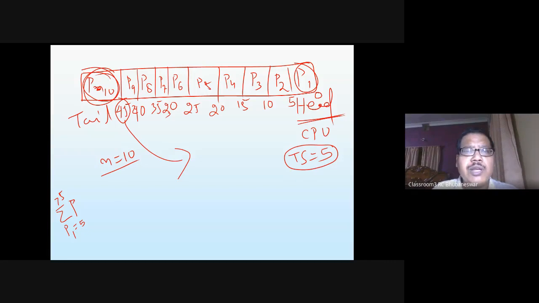So in this case, I can say no process will be left out from getting the processor. If no process will be left out from getting the processor, then this system never ever suffers with starvation. Understood?